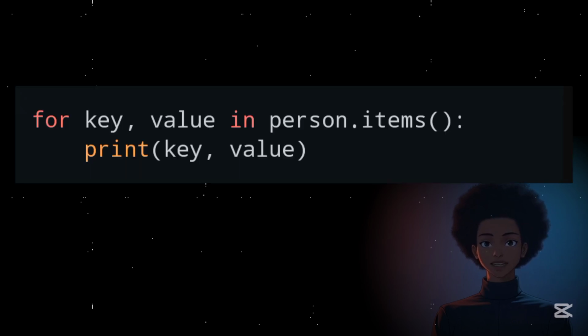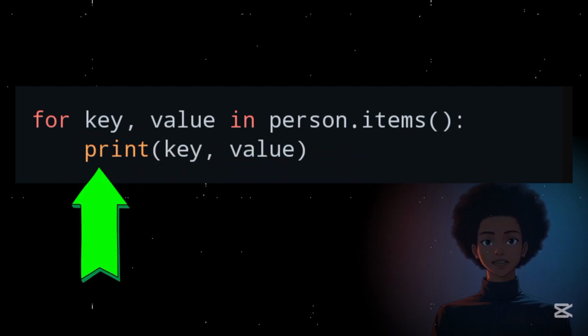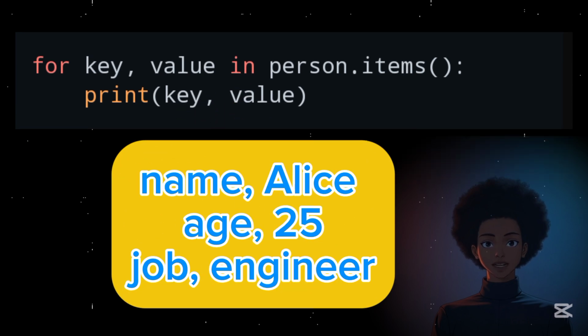You can also iterate over dictionaries using a for loop. For example, for key, value in person.items(): print(f"{key}: {value}"). This will print each key-value pair in the dictionary. Dictionaries are commonly used for storing structured data like JSON objects or configuration settings.